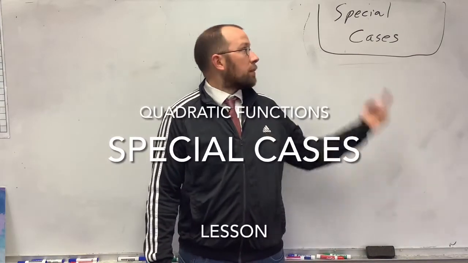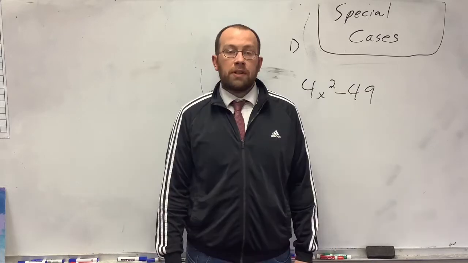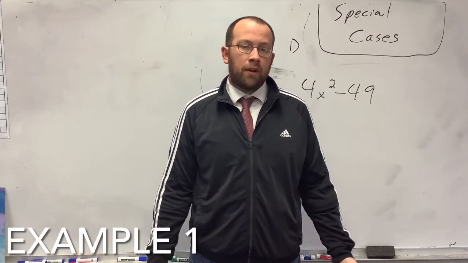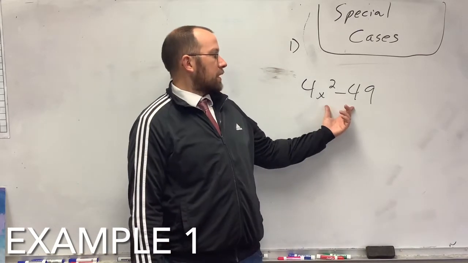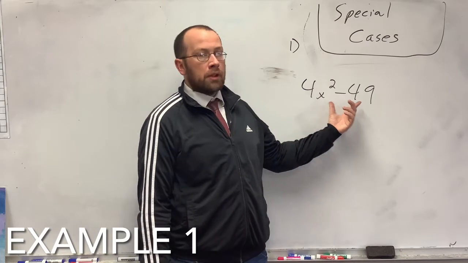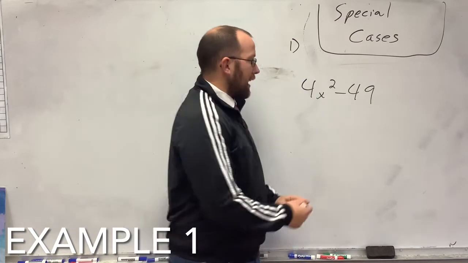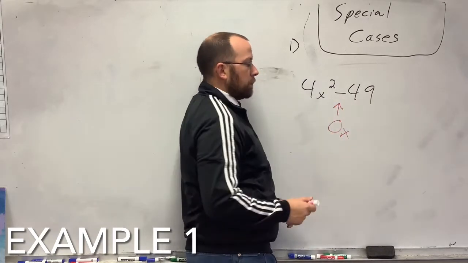Hello, today we're going to talk about special cases with factoring. Special cases with factoring always have to do with perfect square roots. So if you know your perfect square roots, this will be pretty easy for you. As you can see, this is not a trinomial, it has become a binomial. That is because the middle number here is 0x, and we don't write that in.